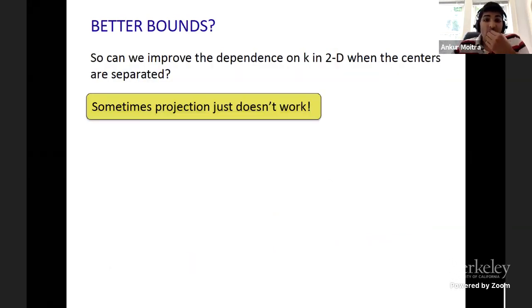So, we could hope for the same type of phase transition in 2 dimensions. Maybe if the centers are separated from each other in 2 dimensions, even though we only have band-limited access to the function, it's possible that we can get a polynomial in k running time and sample complexity algorithm. But there's going to be a big problem with this strategy: I claim there are situations where you have point sources in 2D, but no 1D projection is going to work because it's going to destroy the separation too much.